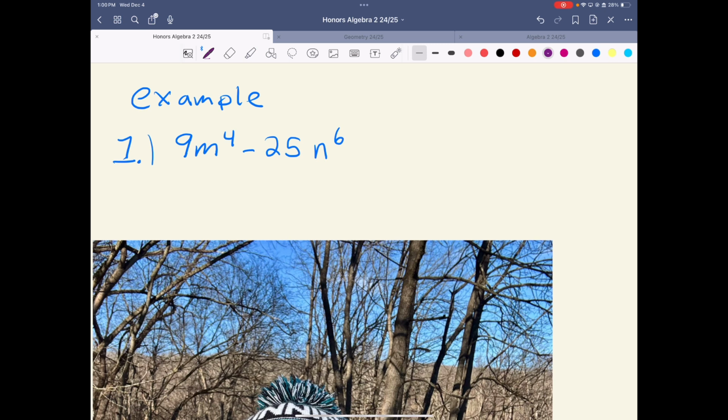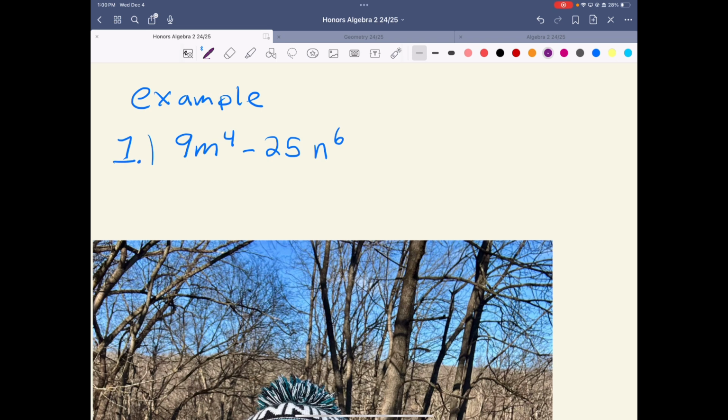I'm subtracting. Second thing you need to look for if you're looking at exponents is make sure that your exponents are even. If they're even, we're good to go. If they're odd, they're not. So we've got a difference of squares going on here.